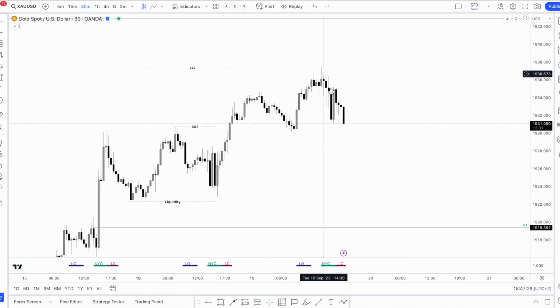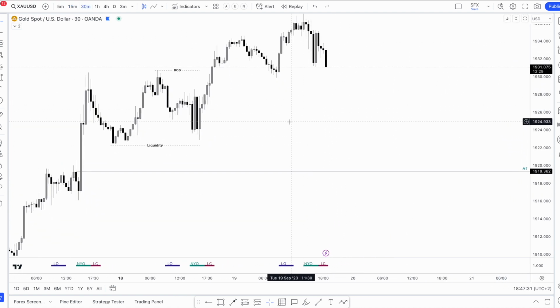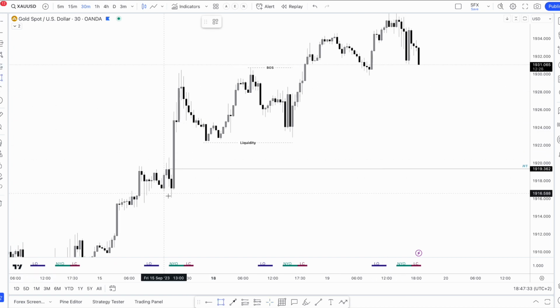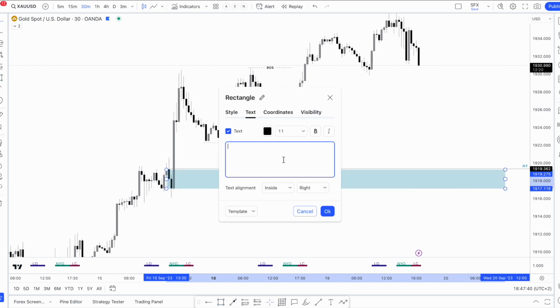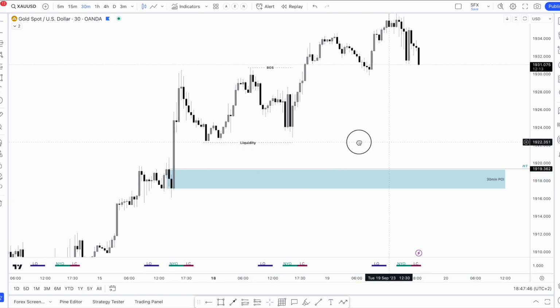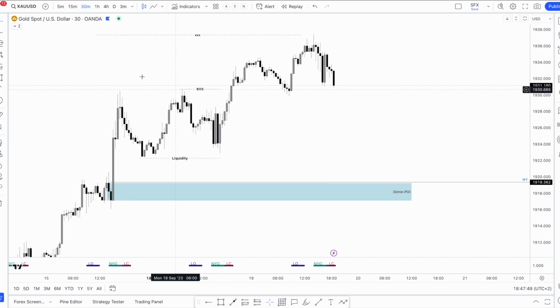So definitely we are falling down, and let's say that we want to, I'm going to mark that up as a POI as well, right? I'm going to mark that as a POI. Everything is going to be POI tomorrow. 50 min POI. Okay. So again, same thing tomorrow.